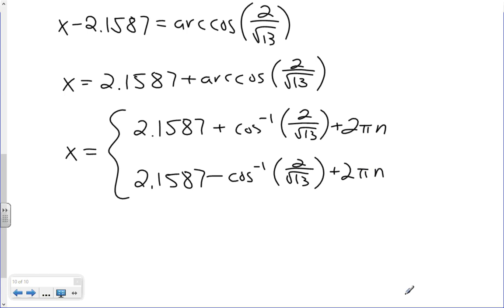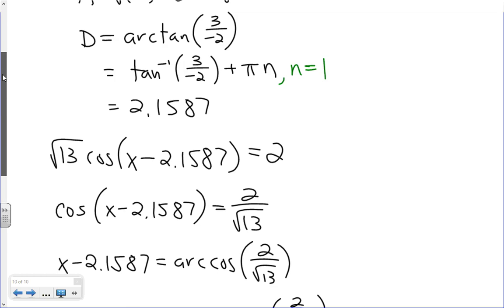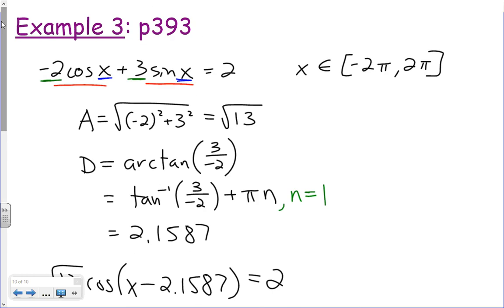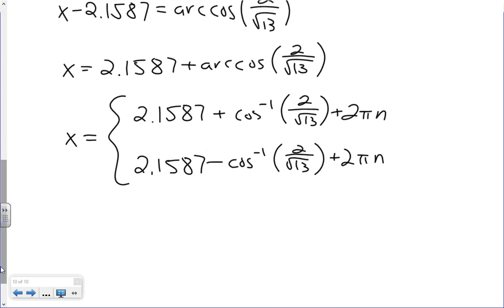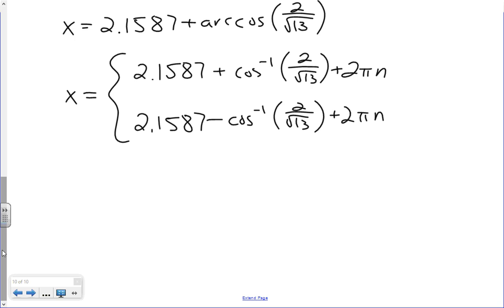Now remember that the domain they gave us for this problem was from negative 2 pi to positive 2 pi. So that's 2 full periods of this sinusoid. So I'm going to expect to see a total of 4 solutions here: two values of n for the top equation and 2 values of n for the bottom equation. 4 total is what I'm expecting to see.